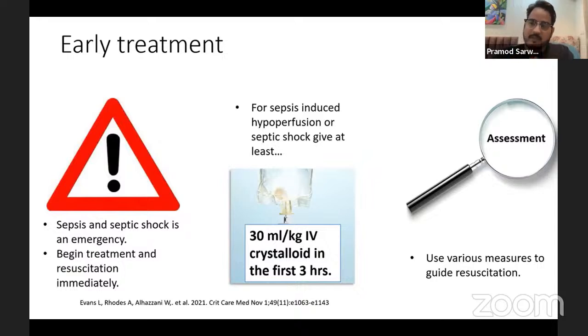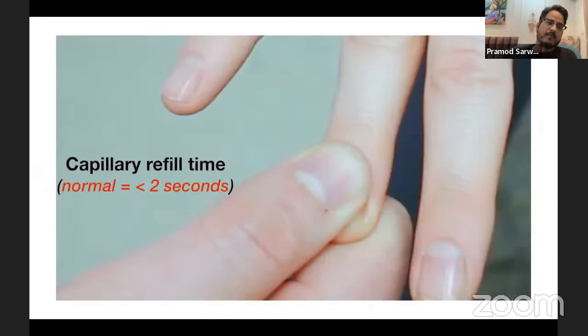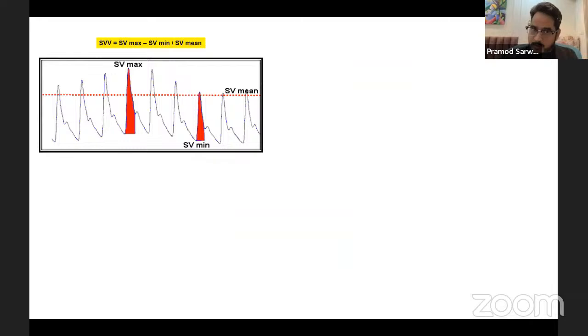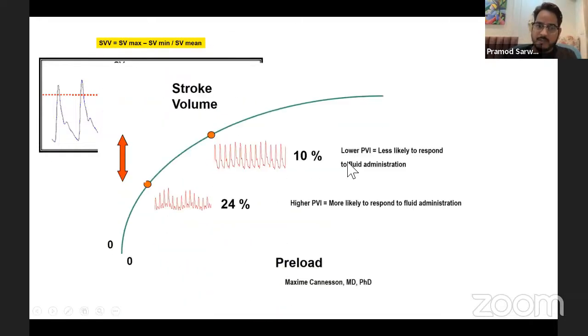And what are the various methods for assessing circulation? You can use improvement in the mental status, you can use capillary refill time, you can use stroke volume or pulse pressure variation if the arterial line is in place, and you can see that if there is high stroke volume variation, they are more likely to increase their cardiac output after fluid administration.